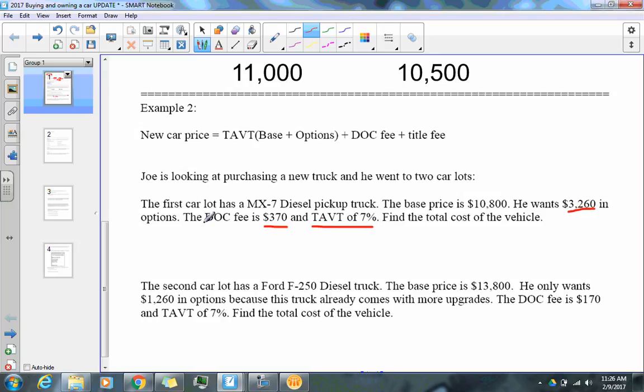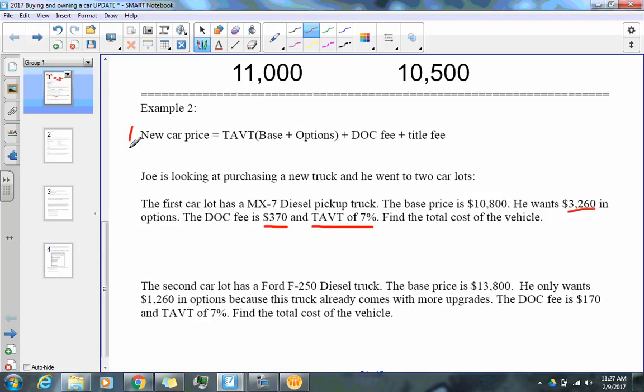Now, what is the doc fee? This is the document fee, all the paperwork that goes along with buying a car. All the little pieces of paper you have to sign, that have to be filed, sent to your insurance, sent to the bank, whatever. That's what the doc fee is, just the cost of doing all that paperwork.